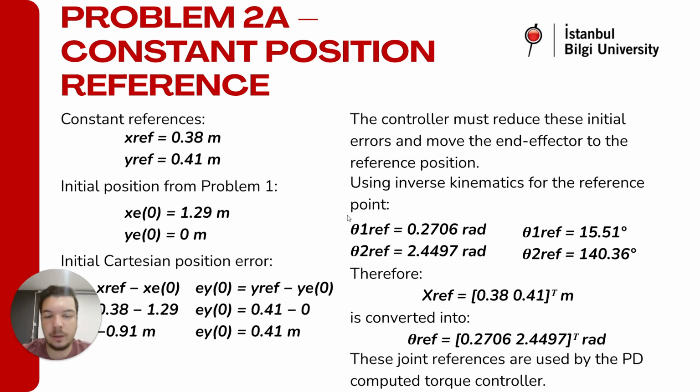For problem 2a, our constant targets are 0.38 and 0.41 meters. The robot starts from a different position, so there is an initial error. We use inverse kinematics to turn these x and y targets into reference joint angles.